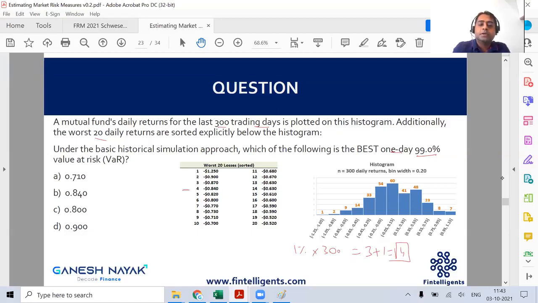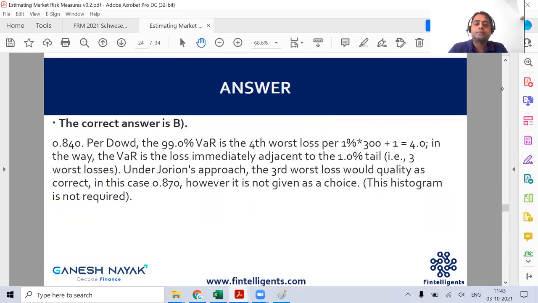That is going to be negative 0.840. This is my answer, the fourth lowest. In some cases, they have directly taken the third. In Philippe Jorion's book, they have directly taken the third data point. This has also been explicitly highlighted over here. But as per our understanding in the Schweser book, it is primarily the fourth lowest. All good. Let me take it towards the next question.